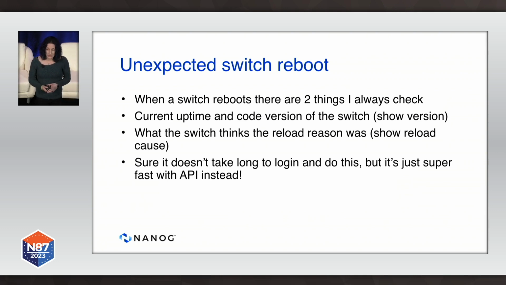You might get an unexpected switch reboot and try to figure out what's going on there. So there's 2 things on an unexpected switch reboot that I personally always check. I'm going to look at the uptime of the code version of the switch. I'm going to look at what the switch thinks the reload reason was. Show reload cause, on the example of an Arista. And it doesn't take long to log in and do these things, but still it's just so much faster if I just type a switch name and run the script against it and just get it right on the screen right there without having to do any logging in.